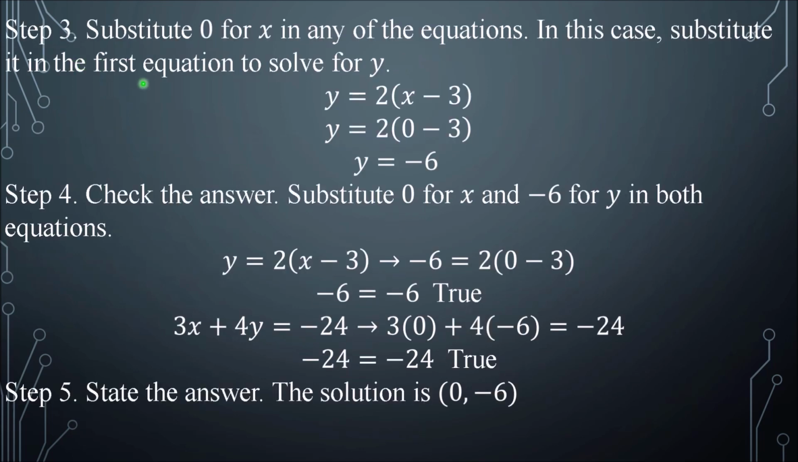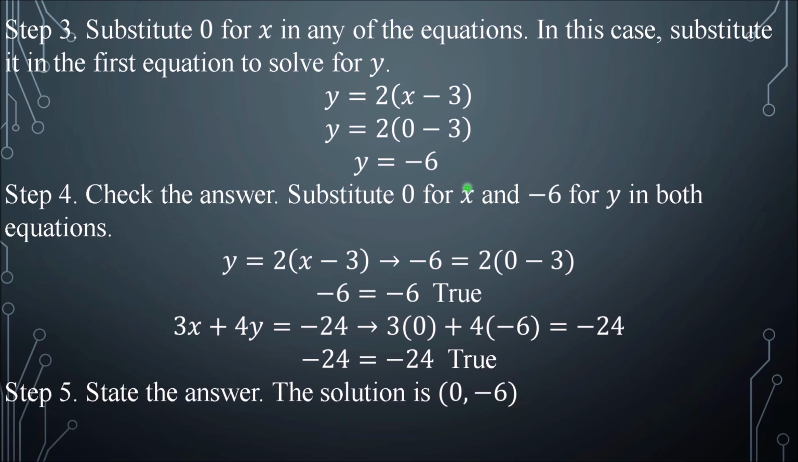Step number 3. Since x equals 0, we substitute 0 for x in any of the equations. In this case, we substitute 0 for x in the first equation. So y is equal to 2 times x minus 3. Y is equal to 2 times 0 minus 3. 0 minus 3 is negative 3. Negative 3 times 2 is negative 6. So y is equal to negative 6, which is the second coordinate.